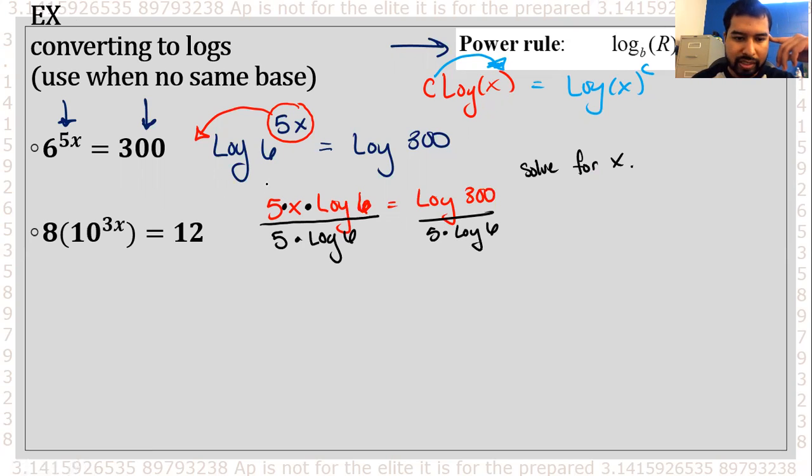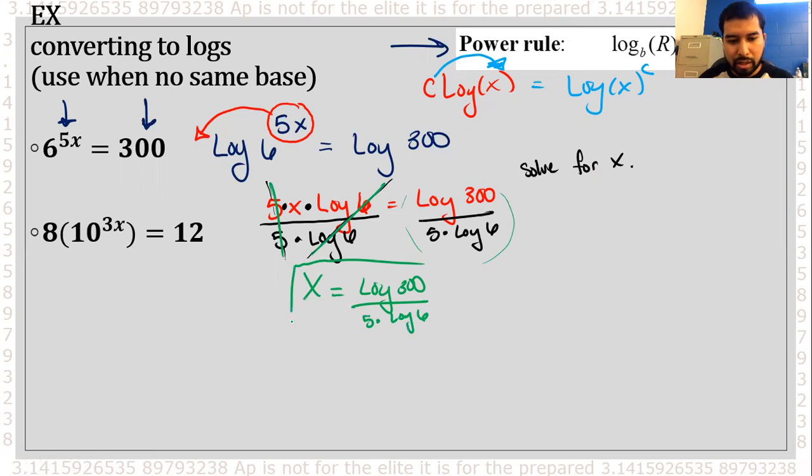So we can see that I got 5 over 5, so we can get rid of that. And we have log of 6 over log of 6, and we can get rid of that because they will equal 1, right? Remember the pizza example, 2 over 2. It's the same on the top, same on the bottom. So these equal 1, and I was left with x equals the right-hand side, which says log of 300 divided by 5 times log of 6. This should be our solution.